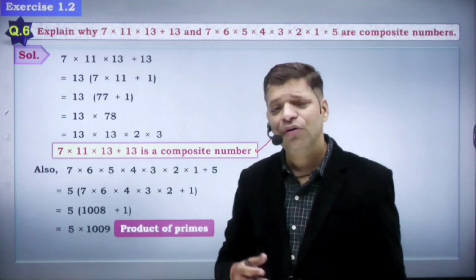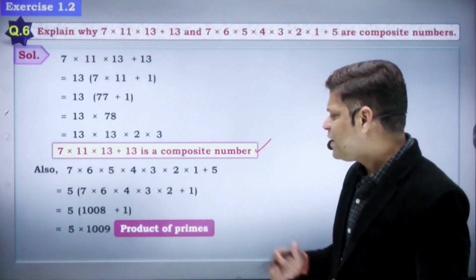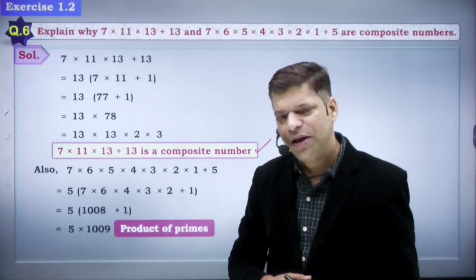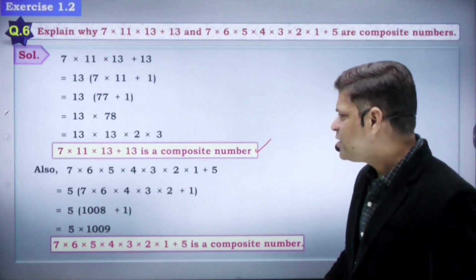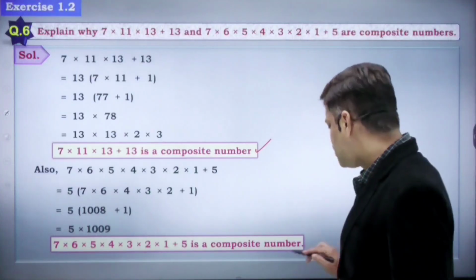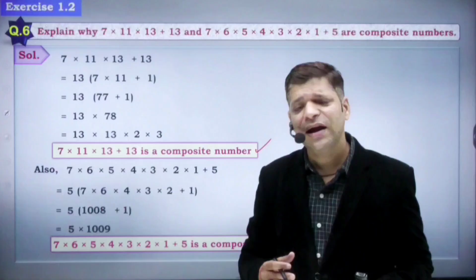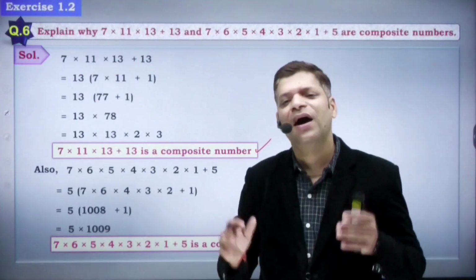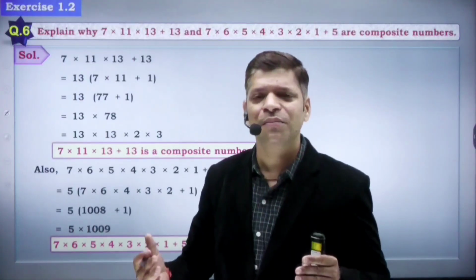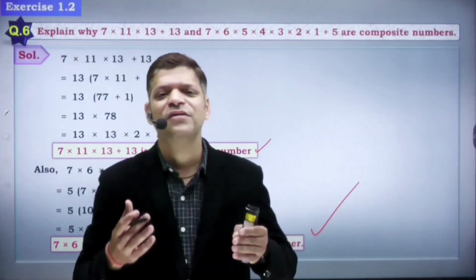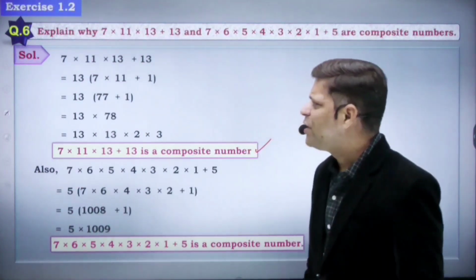So this is also a product of primes. We see that this number is also a product of primes. So finally we can say that this is also a composite number. Here we explained in this question that both numbers are composite numbers. But before explaining composite numbers, you should know the meaning of a composite number, right? So this question we have also done.